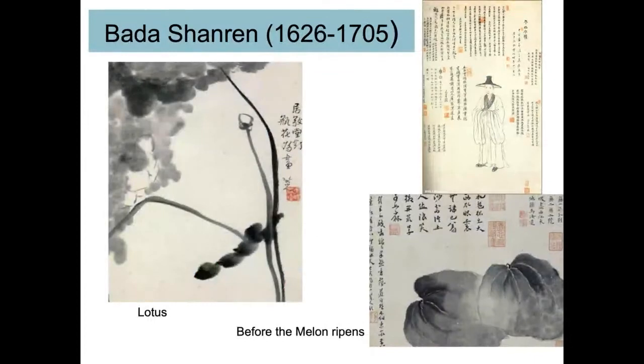So you will see, Bada Shanren, this is his self-portrait. He depicted himself like this. And he is really eccentric. He used a lot of, how can I say, wet brush. And instead of making that calligraphic line, he refused to use calligraphic line. Instead, he used the larger part of a brush dipped into the ink. And that deep saturated ink makes smudges.